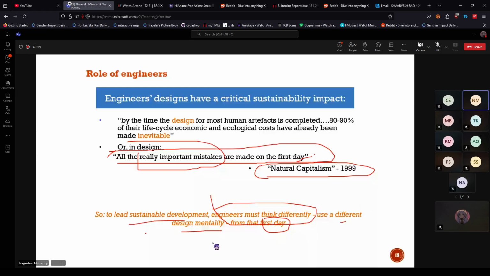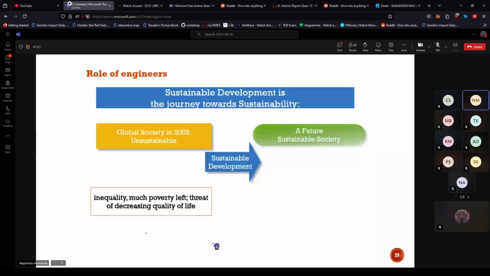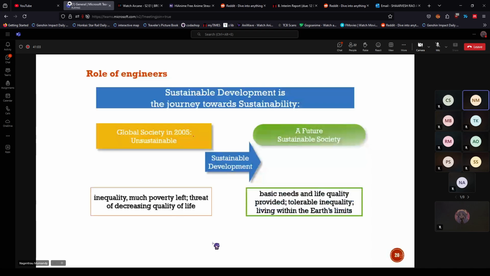On the sustainable development journey towards sustainability, the global society before 2005 we consider as unsustainable, but a future sustainable society we consider as sustainable. Why? Because basic needs and life quality are provided, inequality is tolerable, and we live within the earth's limits. So the three pillars, social, environment, and economic, come under here, which means we are addressing these three pillars.